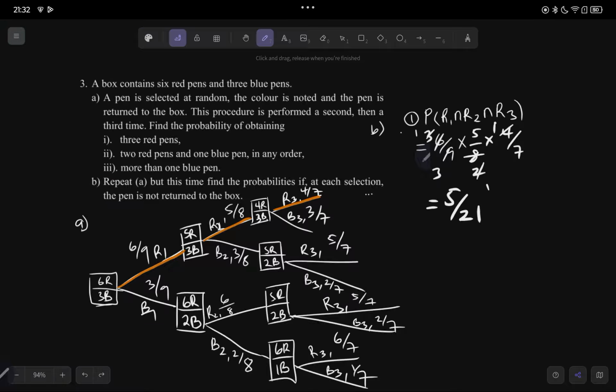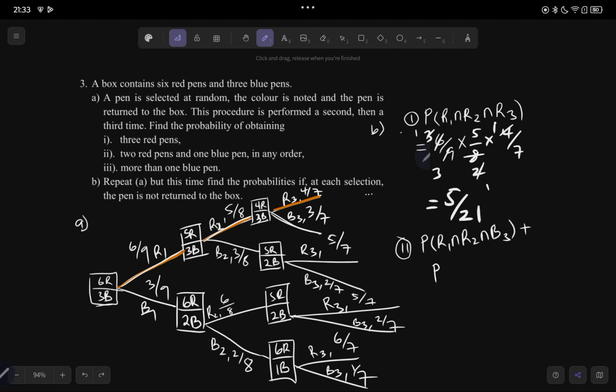Now for part B, for Roman numeral 2, 2 red pens and 1 blue pen in any order. 2 blue pens, 1 red pen. So the first movement we shall make is red, red, blue. So it will be red, red, blue. Plus, that is 2 red, 1 blue.